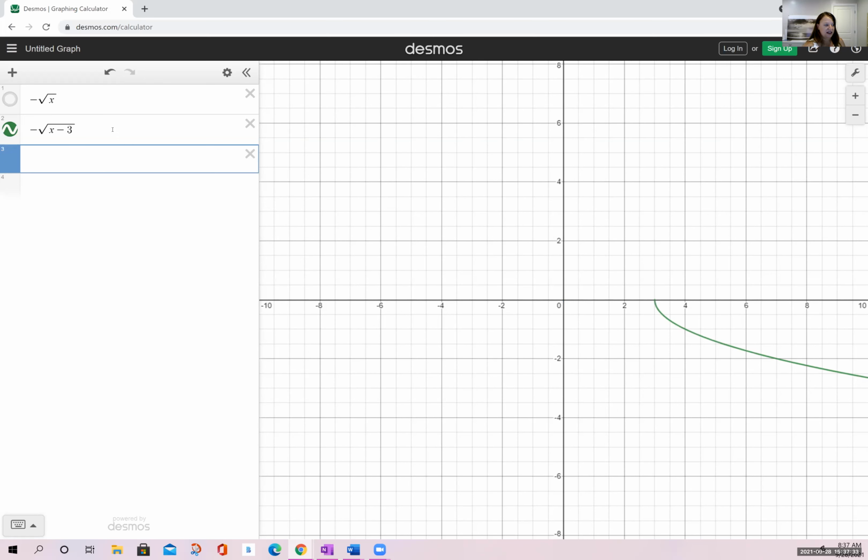And then we took that and we shifted it down 2 units. So this was negative square root, we said, x minus 3. Outside would be minus 2. Which is the exact same thing we had gotten before when we did it by hand.